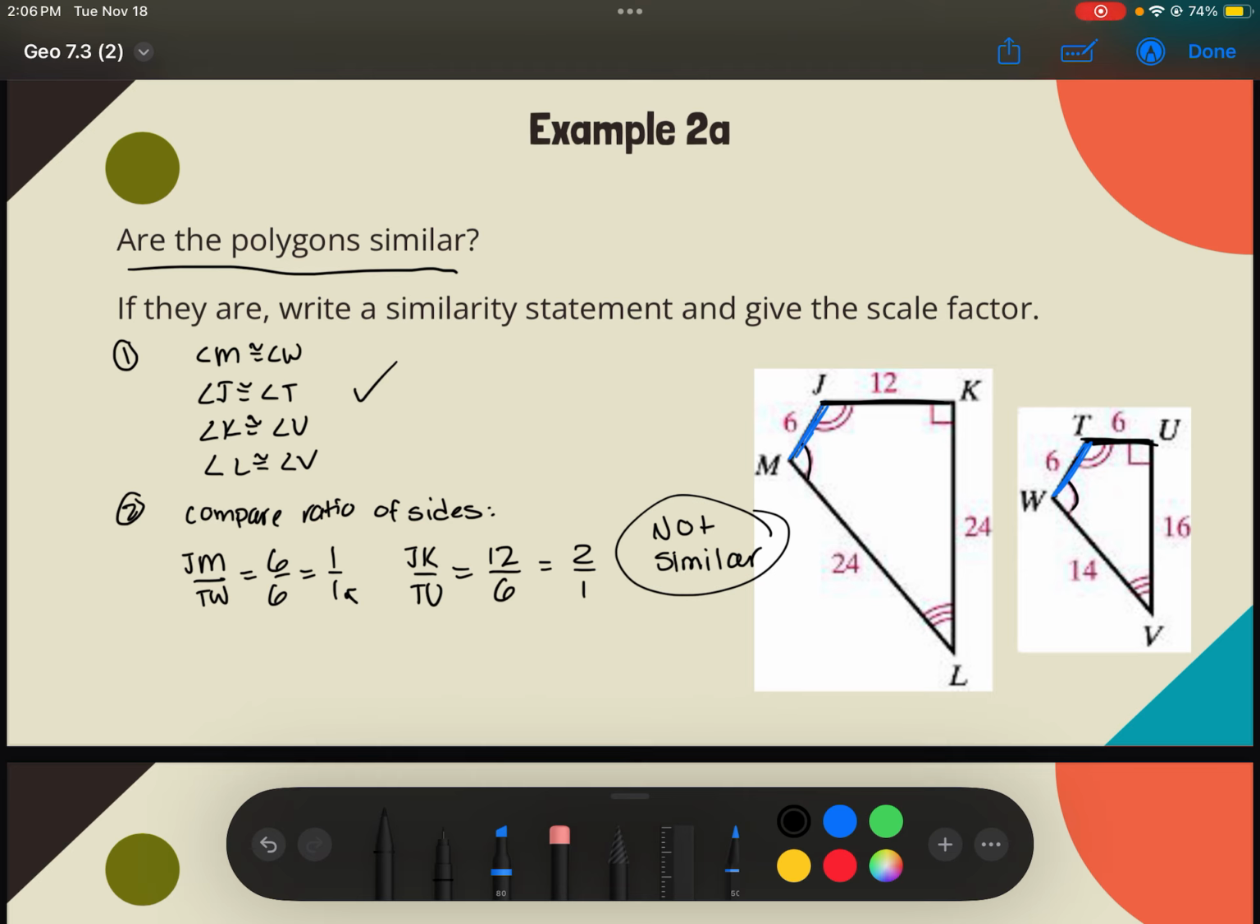But just for the sake of practice, KL, we're going to compare to UV. KL over UV, we would get 24/16, which would simplify into a 3/2 ratio. And then our last one, we're comparing ML with WV. That would give us 24/14. Both of those I can just divide by 2. That's going to give me 12/7. So literally none of these are the same. But the second that you have 2 that are not the same, that's enough to say, hey, these are not similar. The ratios are just not equal. All right, let's move on to another example.